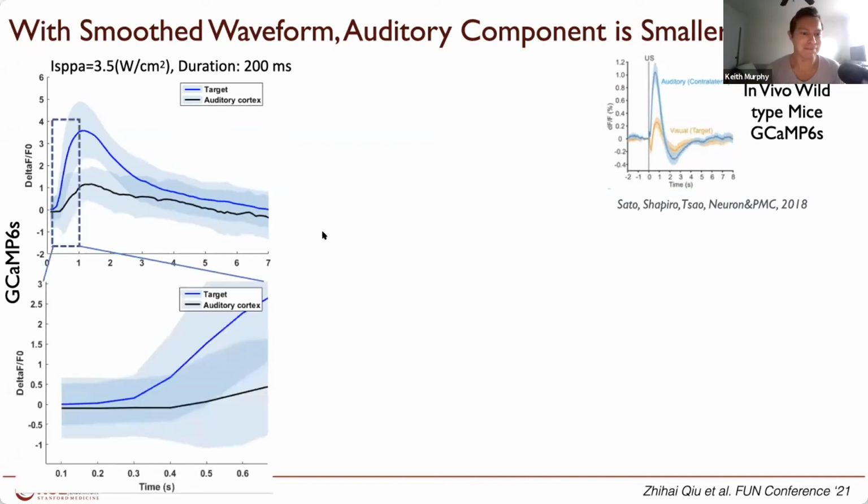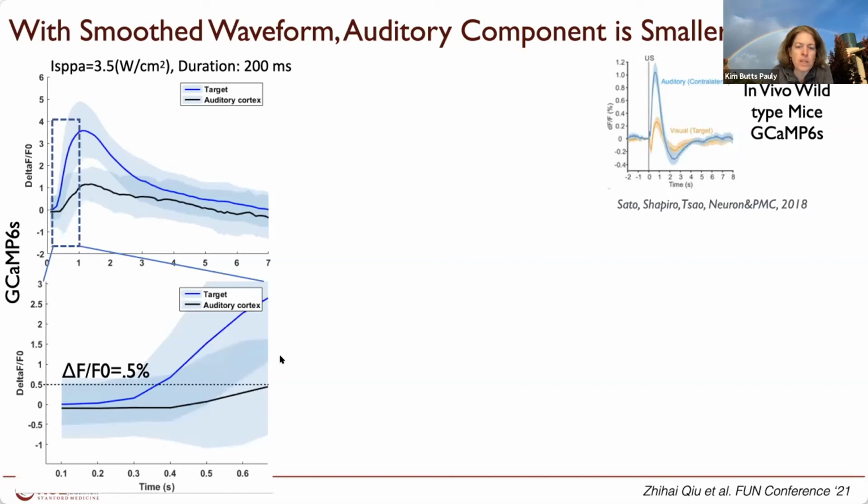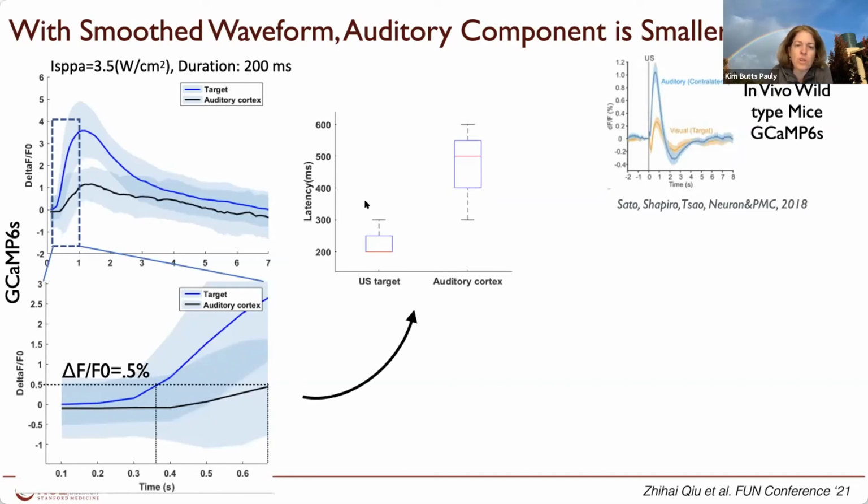Okay, so the other thing he did was he looked at the latency. The latency means the time to a certain point. You could define that as maybe the time to the peak. What he did was he defined it as the time to 0.5% change in fluorescence. And what you can see there for those two different peaks was quite different. Looking across a number of animals, at the target you see there's a lower latency than there is in the auditory cortex.